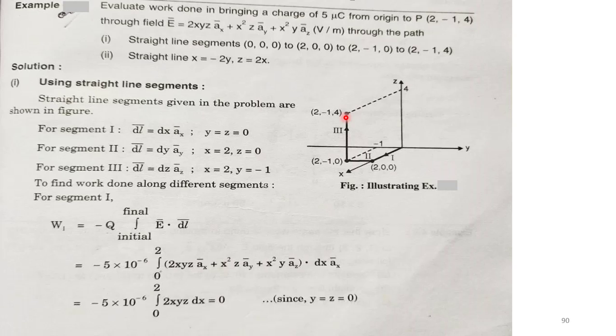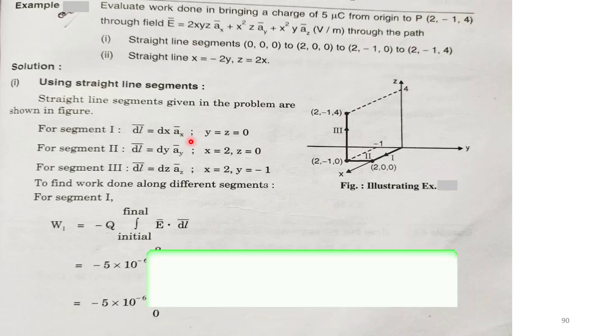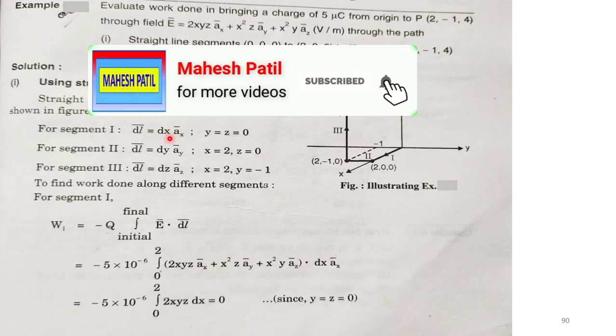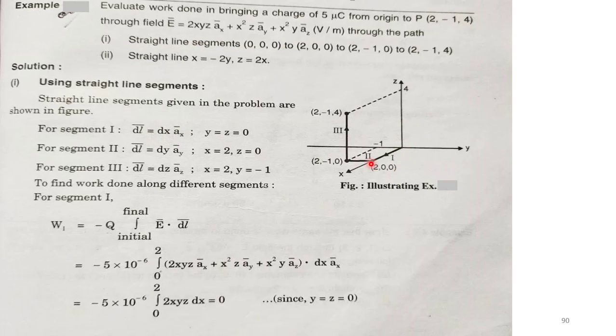Now we'll consider these separate straight line segments and we'll evaluate this work done. So for the segment 1, dl bar can be written as dx ax bar because it is along x axis, and y and z are going to remain 0. Now for segment 2, dl bar can be written as dy ay bar because this is along y axis. For this case, x is going to remain constant as 2 and z is going to remain 0.